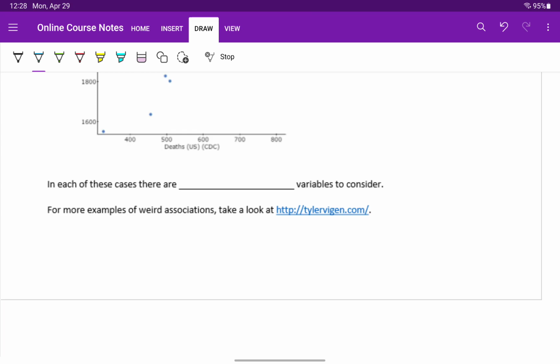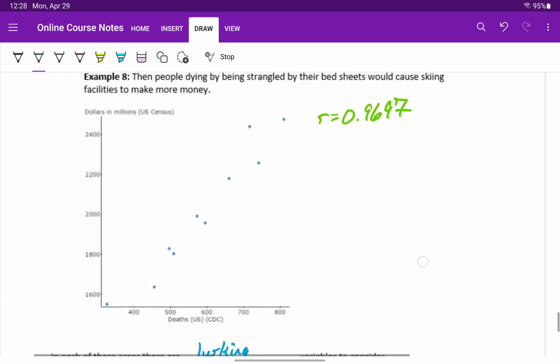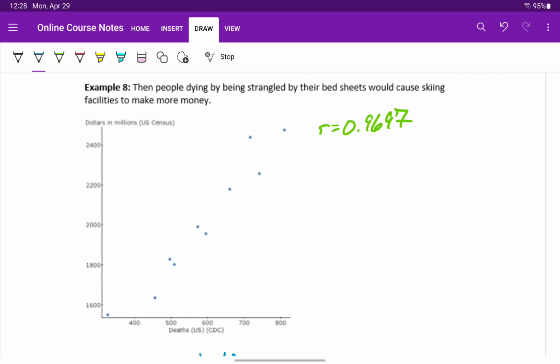In all the cases that we talked about above, these kind of ludicrous examples of strong associations but no cause and effect relationship, what's probably going on is that there's something referred to as a lurking variable, or maybe several lurking variables, that are causing those different variables to change in that same direction. So, the number of people dying by being strangled by their bed sheets isn't causing ski facilities to make more money, but there are some other variables that weren't accounted for in our study and our data collection that are causing both of those variables to trend in an increasing pattern.